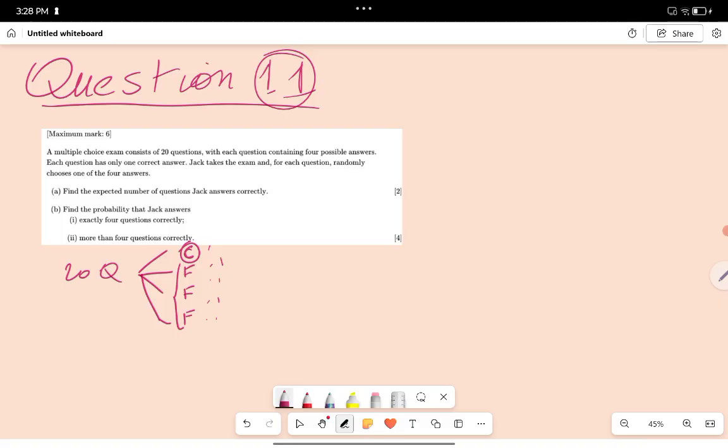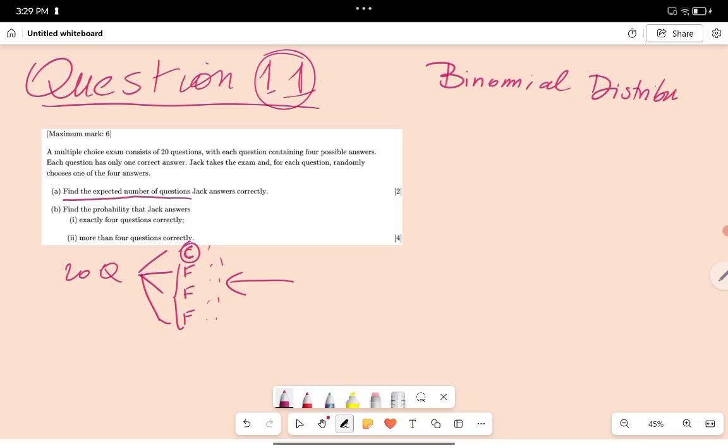Jack takes the exam and for each question randomly chooses one of the 4 answers. So he's just randomly gonna pick one of the answers. Okay, A, find the expected number of questions Jack answers correctly. All right, expected number of questions. So this is interesting. So guys, here the crucial thing is to recognize a binomial distribution. We are looking at a binomial distribution.